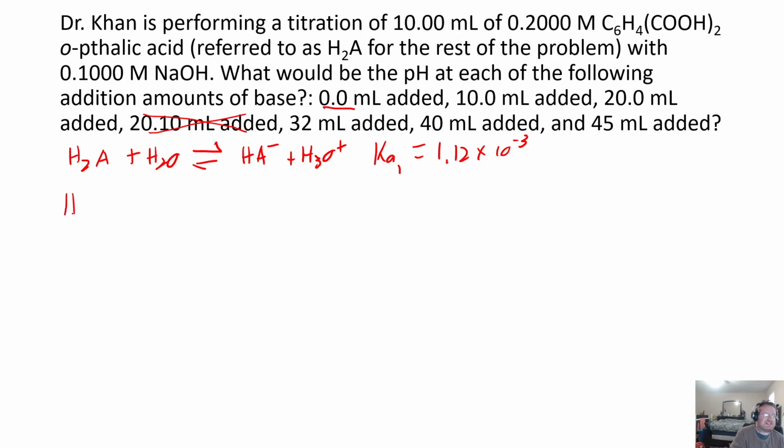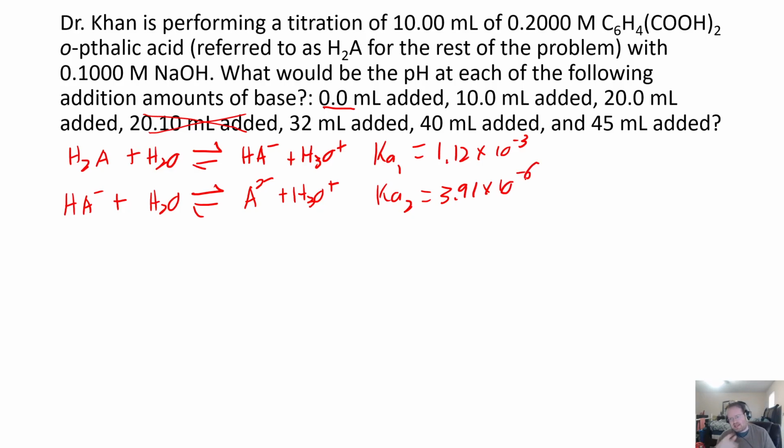Then it can dissociate a second time. You have HA minus plus water in equilibrium with A2 minus plus H3O plus, which has a Ka2 of 3.91 times 10 to the negative 6. And technically you have a third equilibrium that matters as well, which is water. Remember, you still have a Kw, H3O plus and OH minus are connected to each other.